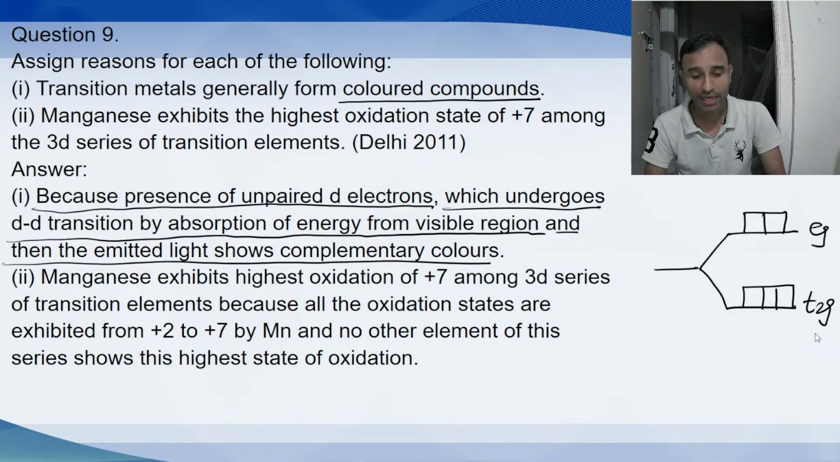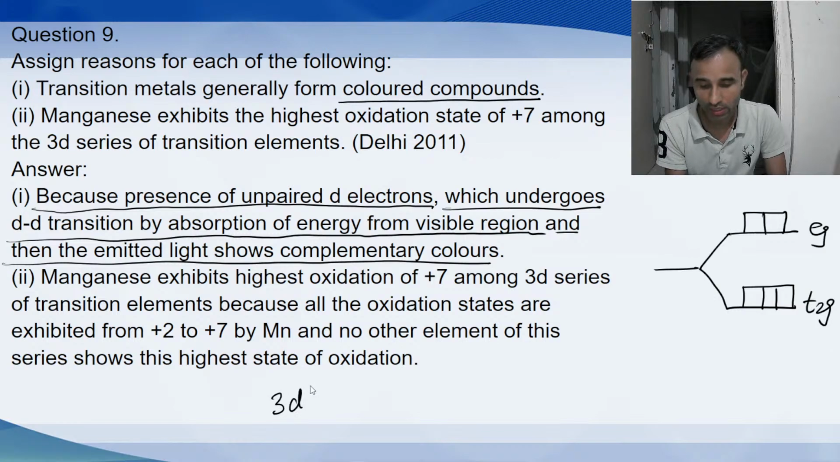Next, manganese exhibits the highest oxidation state of +7 among the 3d series of transition elements. What is the reason? So, in manganese, 3d5 and 4s2.